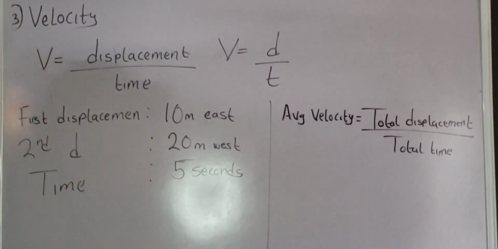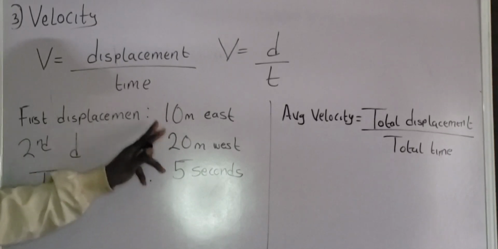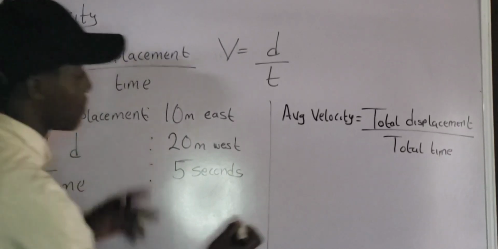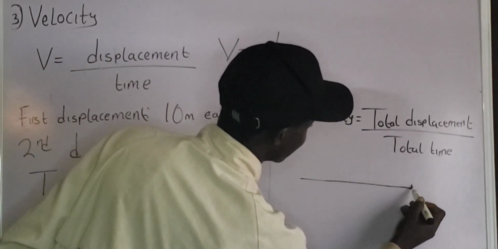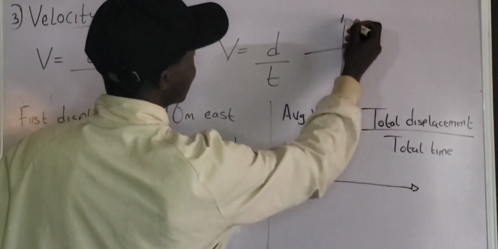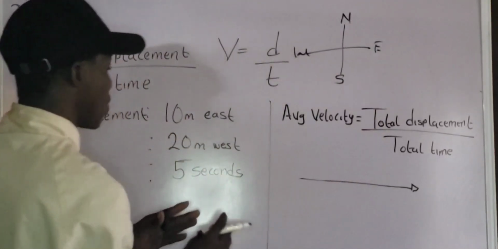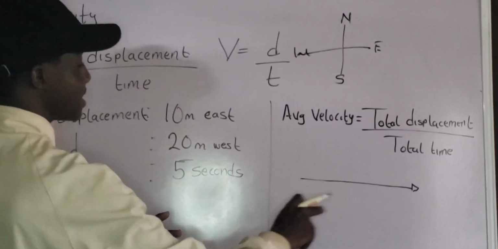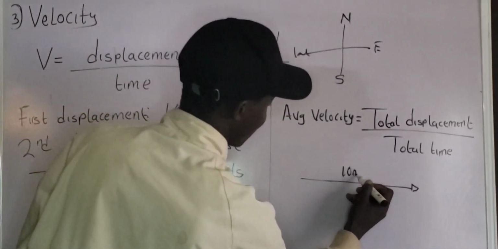Now please, I want you to pay attention here. Let us represent the displacement on the number line. The first part of the trip was that the object traveled 10 meters to the east. From our 4 cardinal points, we know that this is north, this is south, this is west, and this is what? East. Are you getting it? So the object traveled 10 meters east. So it traveled along this side. That is 10 meters.